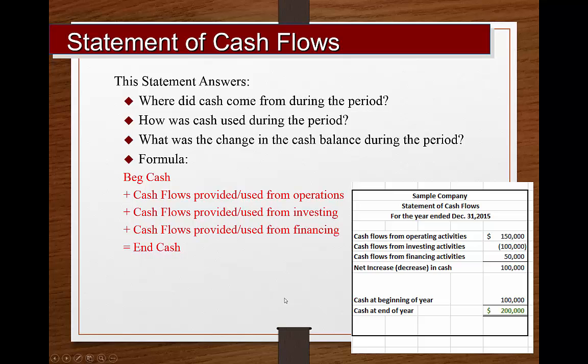And then the fourth statement, the statement of cash flows, will tell the reader where did the cash come from during the period, how was it used, and what's the change in the cash balance during the period. So for this fourth statement, the formula starts with beginning cash, and it's going to add or subtract any cash provided or used from operations, investing, or financing, and get you to the ending cash number that was also the same ending cash balance that you saw in the balance sheet.